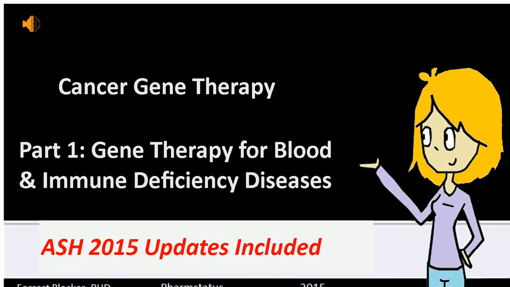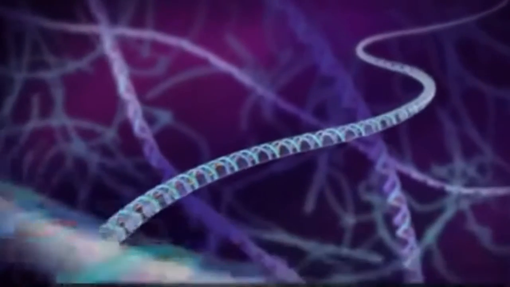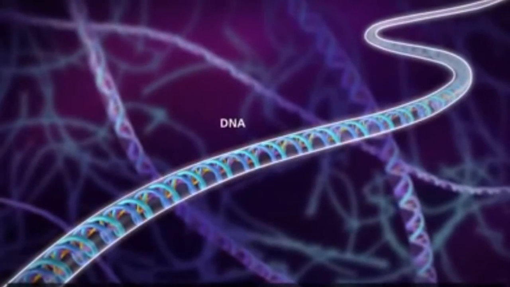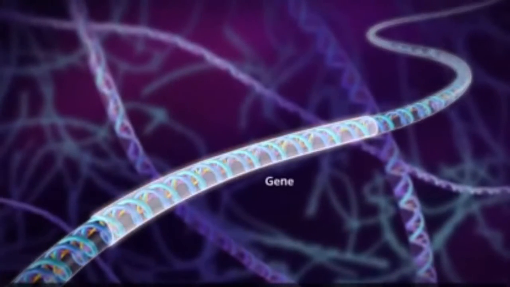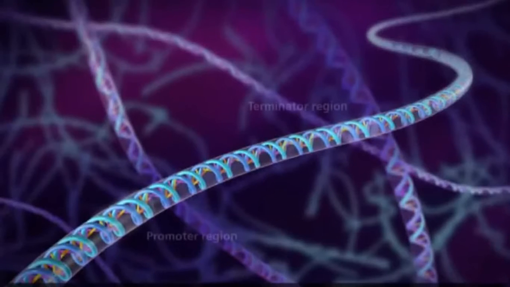Today we're going to be talking about gene therapy, leading up to a discussion about cancer gene therapy. But first we're going to be talking about blood and immune deficiency diseases as covered in ASH last week. Let's begin. Gene therapy has a goal of correcting mutant genes that result in disease.